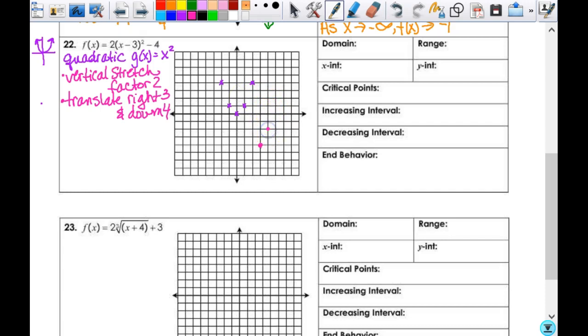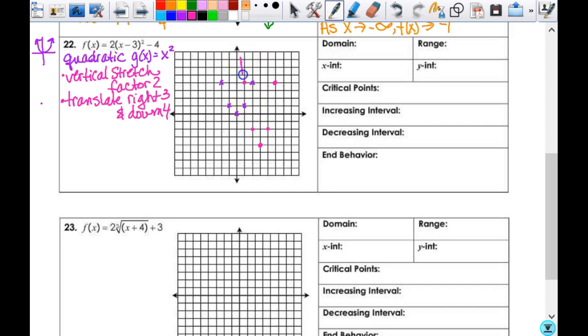Okay. I have symmetry, right? So that's my other point there. That would be the negative 1, 1. So then I can go to 2, 4. And I have a vertical stretch of a factor of 2. My y value is 4, so my y value becomes 8. I translate to the right 3 and down 4. There's my other point, and then I have symmetry, so there's the other one. So my pink ones are my transformed points.